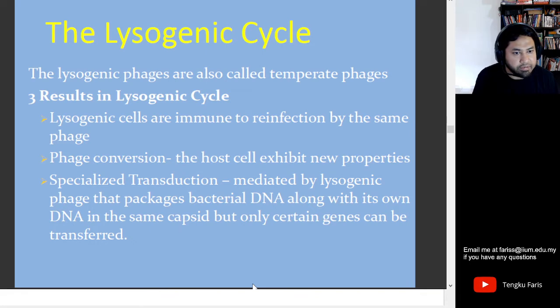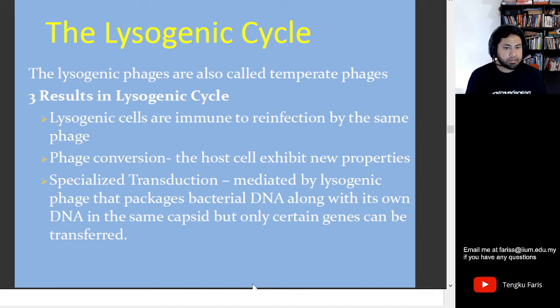The second event happening is the phage conversion. It means that the host cell exhibits new properties, maybe a new strain, a new E. coli strain as compared to the first one that is not infected by the virus.